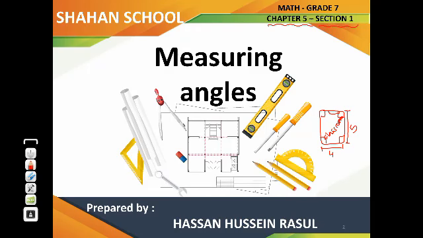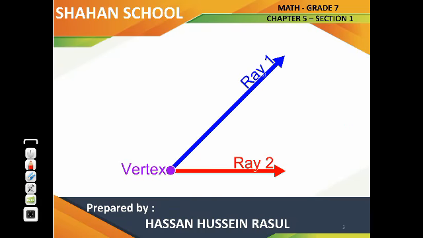We are going to learn about measuring angles. First of all, I want to teach you what an angle is, and then how we can measure angles. If you have two rays, the first ray and the second ray, they intersect or meet at one point. This point is called the vertex.